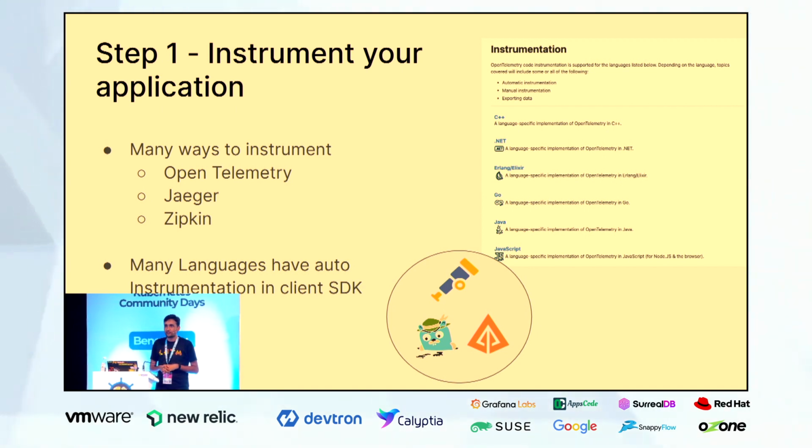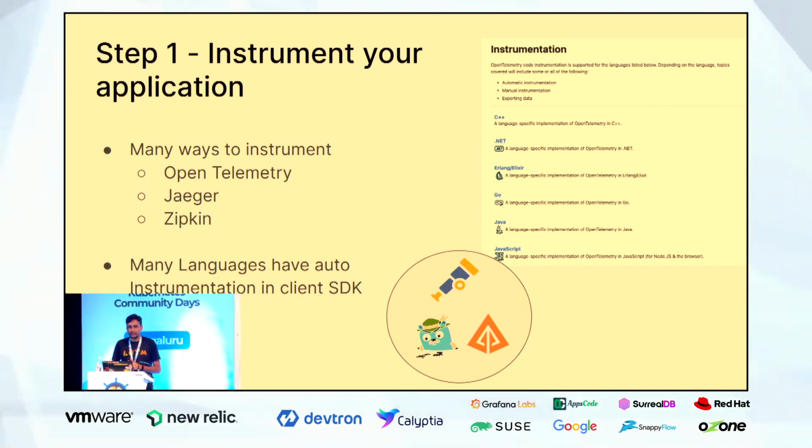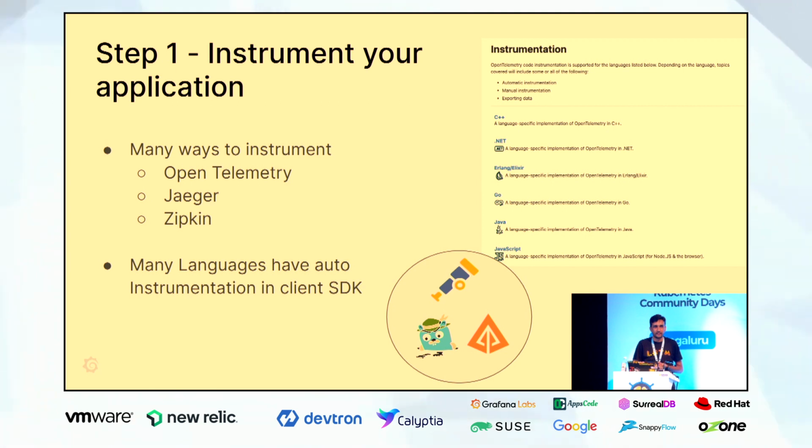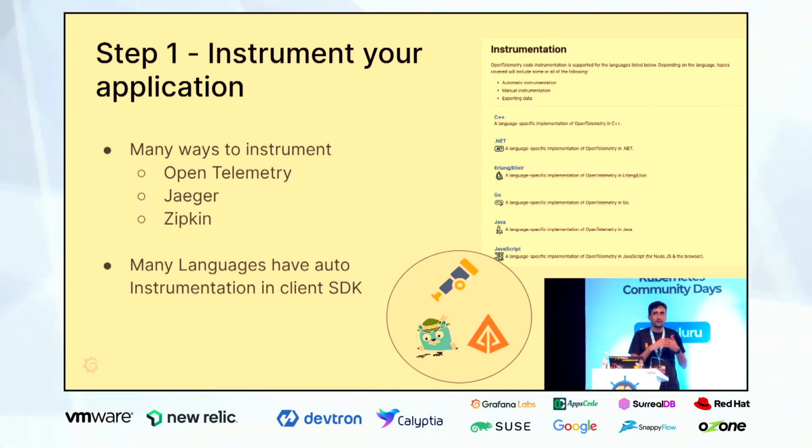OpenTelemetry is the most popular way to instrument services these days, but there are Jaeger and Zipkin SDKs also that you can use. In many languages, you don't have to manually instrument. So in languages like Java, you load a jar and then it is automatically instrumented. The auto instrumentation generates some sensible defaults for you.